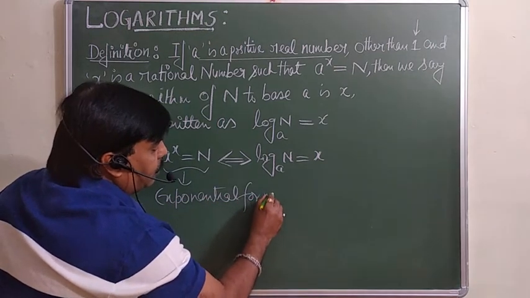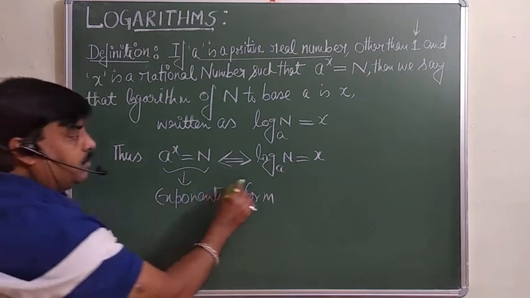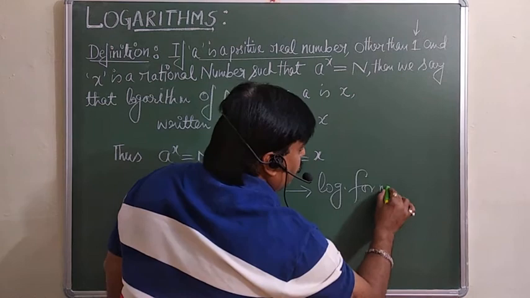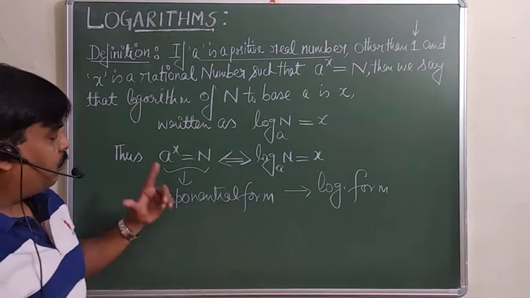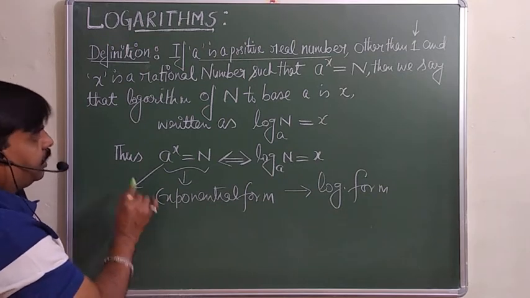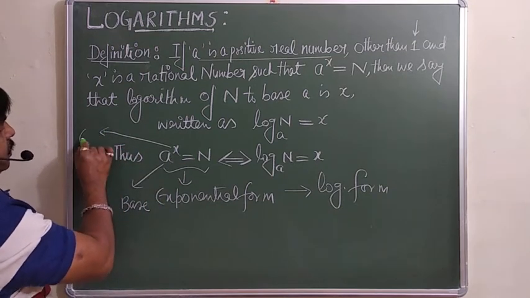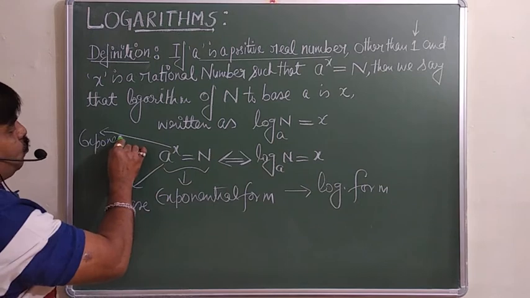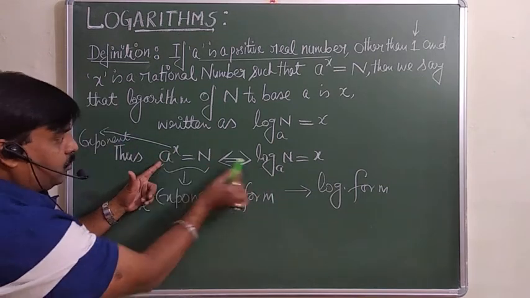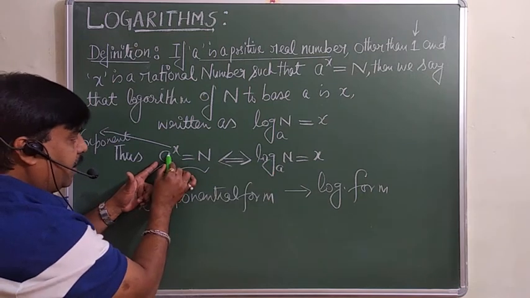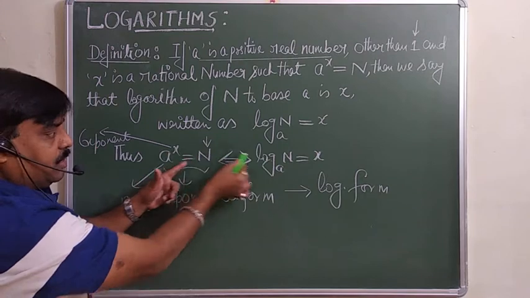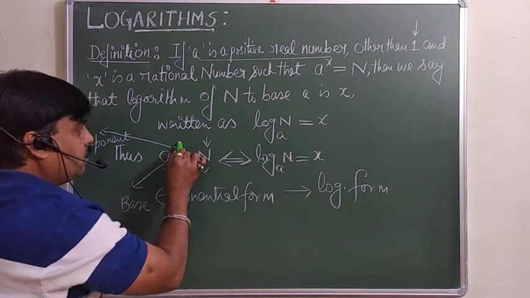And how can you write the exponential form in the logarithm form? See, this is your base and this is your exponent. So to write the exponential form in logarithm, we will write log, with the base a here, and a raised to power x, that will be here, is equal to this exponent.